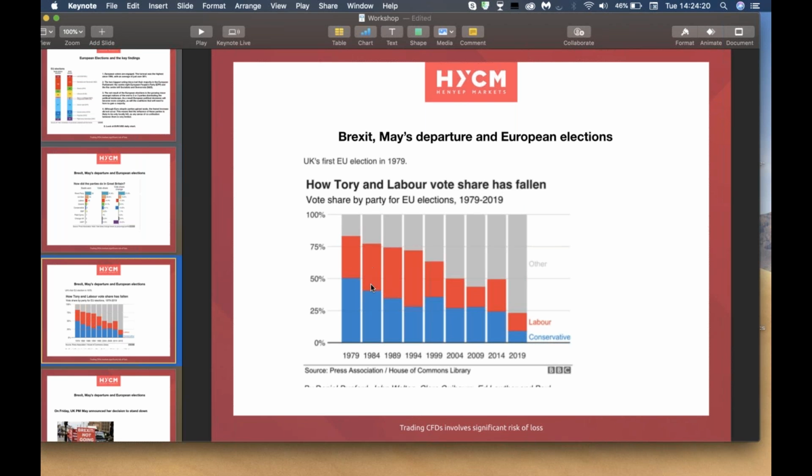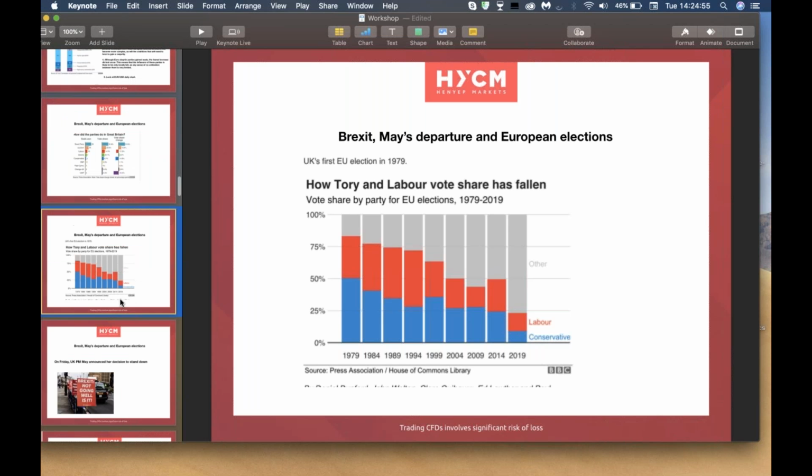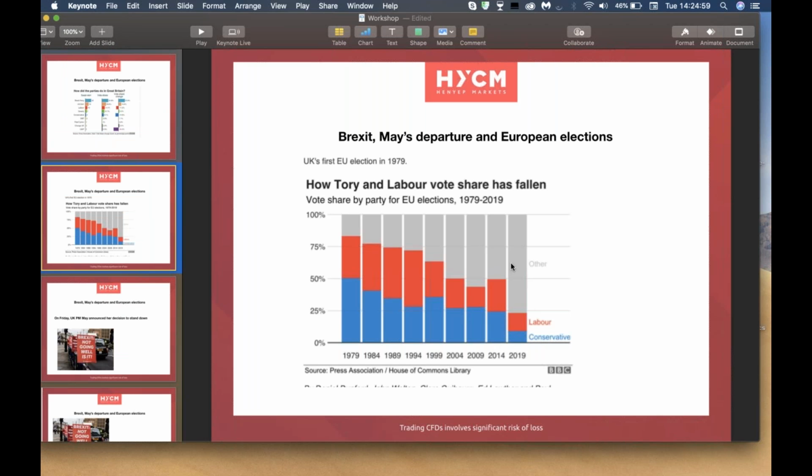So traditionally in the UK, nearly 80% of all votes were either Conservative or Labour. And what you can see is there's been a steady decline in Conservative votes, a steady decline in Labour votes. And in 2019, you can see that the European elections have historically low votes for Labour and the Conservatives. So they don't even account for 25% of all the votes. So that really does show you how badly the Labour and Conservative governments have done in the UK.